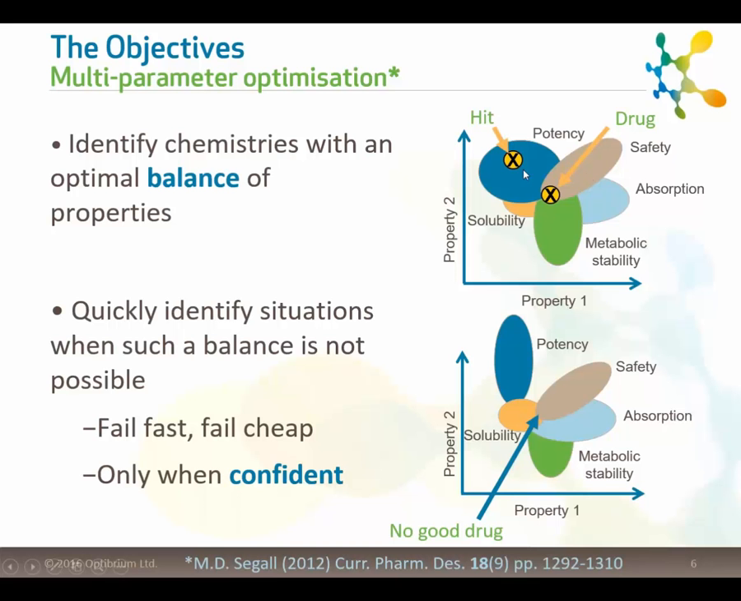And we also know we typically start with a hit somewhere out here in potency space, but it's very unlikely to have all the properties that we require. So we want to move as quickly as possible to this sweet spot where we're most likely to find a successful drug.